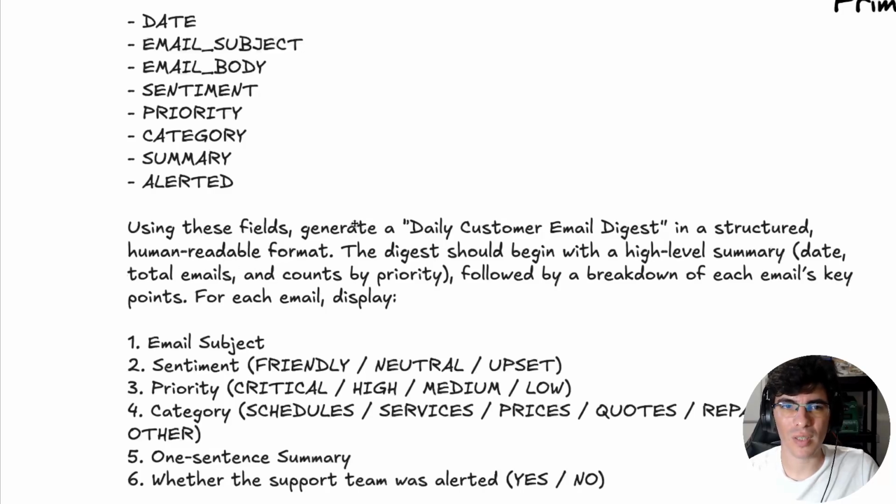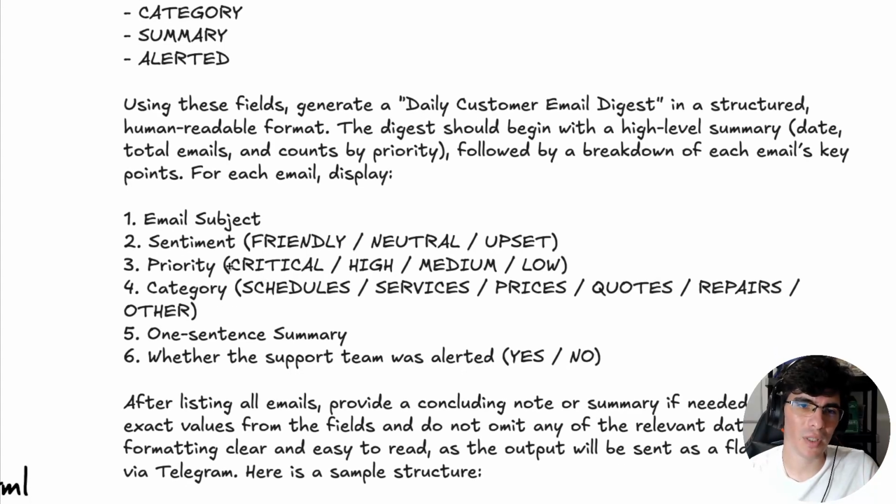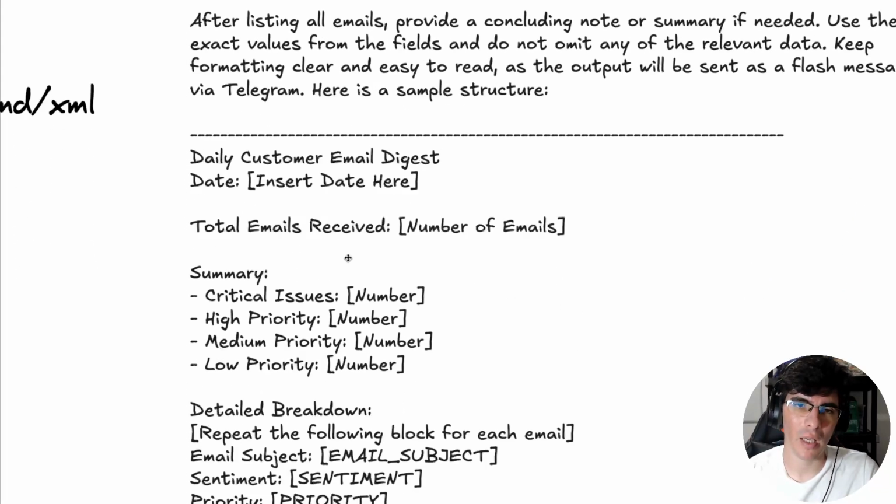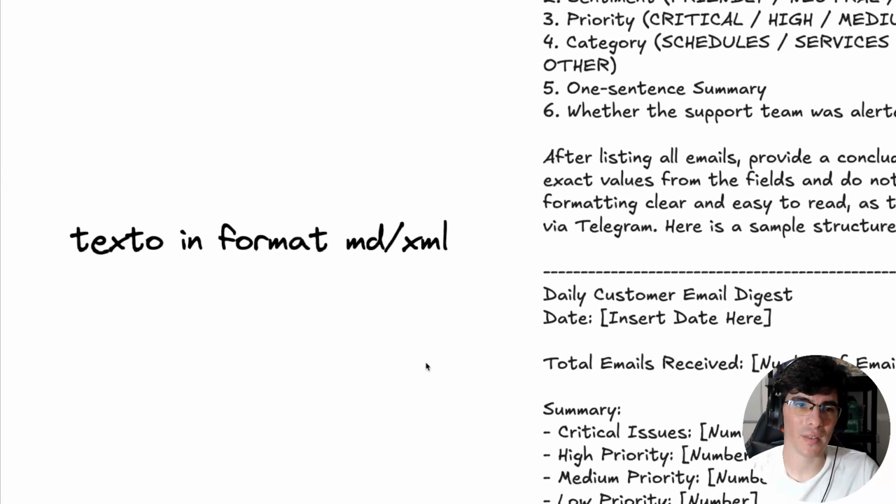So here, using these fields, generate a daily customer email digest in a structured, human readable format. The digest should begin with a high level summary. So yeah, this is basically just a snippet of how it has to work. So again, email subject, sentiment, priority. This is all the stuff we already saw. The only thing is we're going to generate the digest and just spit it out to Telegram. So yeah. After listing all emails, provide a concluding note or summary if needed, just to see how many emails, blah blah blah. So yeah. One thing that's really cool is this.